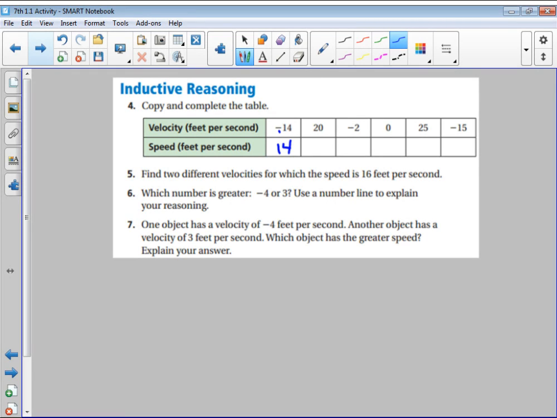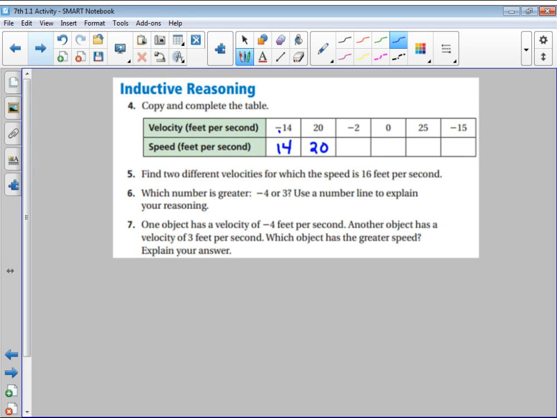Okay, the second one, that's a positive 20. They did not include a positive sign. It's just inferred that that means that it's positive. So we were going up or forward or whatever for 20 feet per second. Well, our speed was still 20 feet per second.